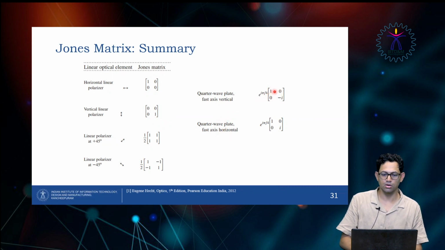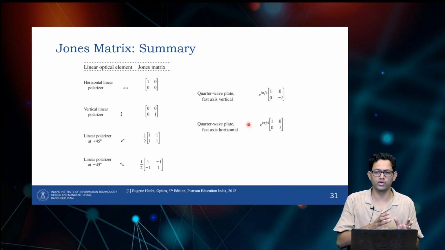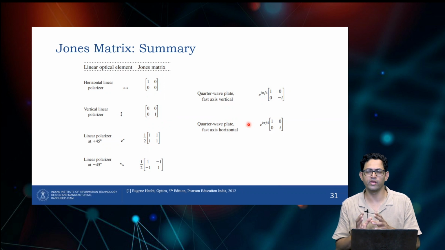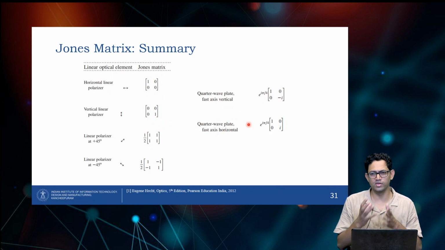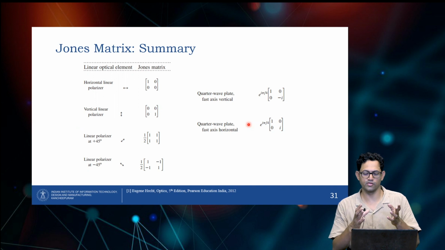So that's all for today's session. In the next session, we'll move from Jones vector to Stokes vector. We'll try to see if there is something similar to the Jones matrix when we talk about Stokes vector, and we try to get those matrices for different optical elements.